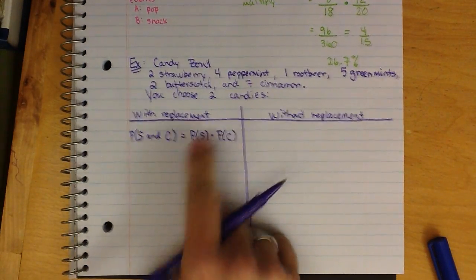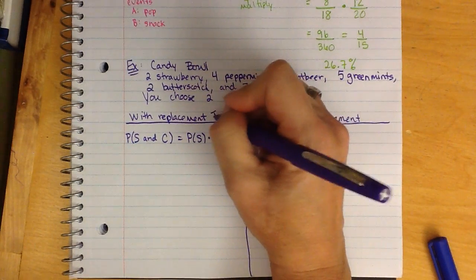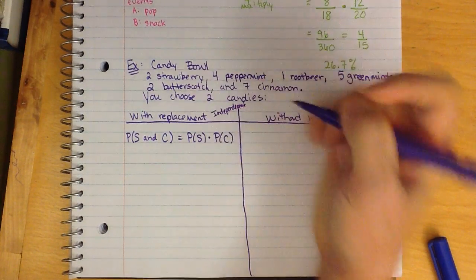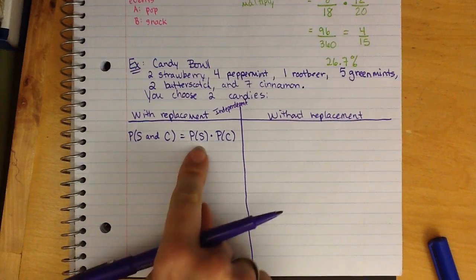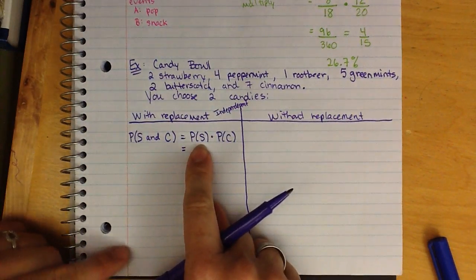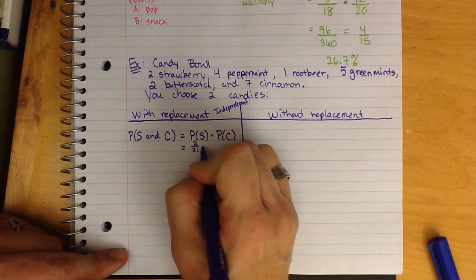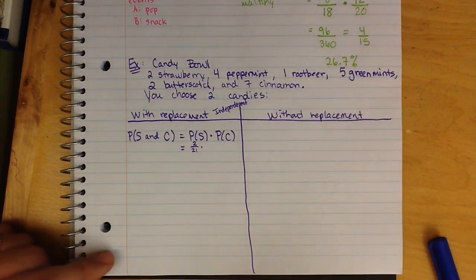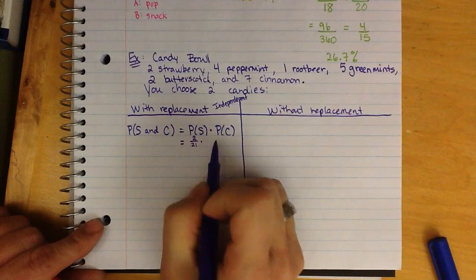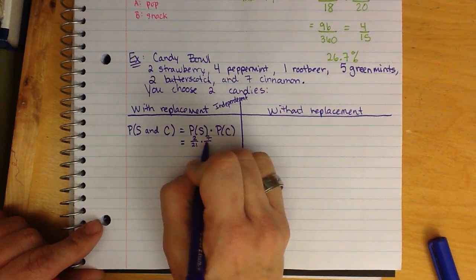Now, are these going to be dependent or independent? With replacement means that they are independent, which means the probability of the second thing is not changed by the outcome of the first. So the probability that I would choose a strawberry the first time would be 2 out of 21. And then I put that candy back in, which means I still have 21 candies in there. The probability I choose a cinnamon candy would be 7 out of 21.